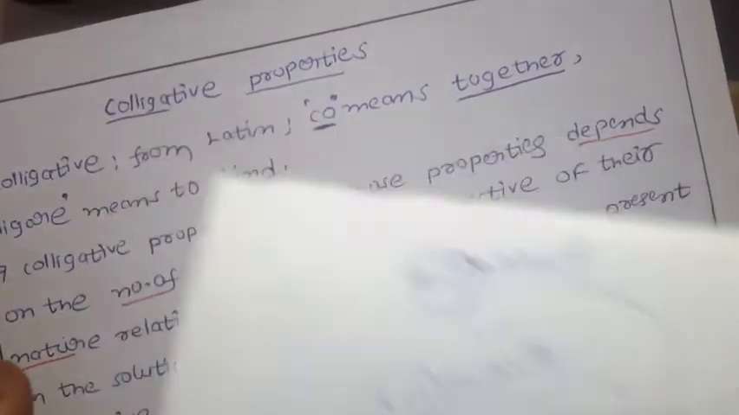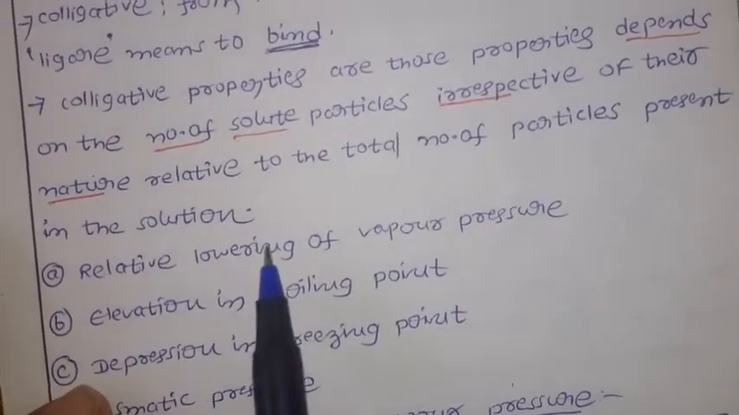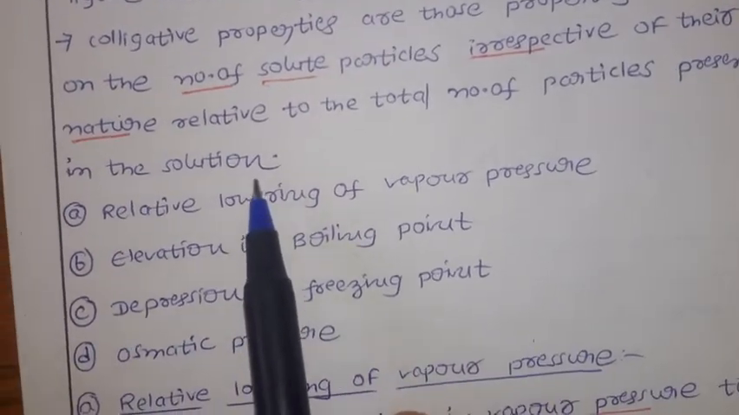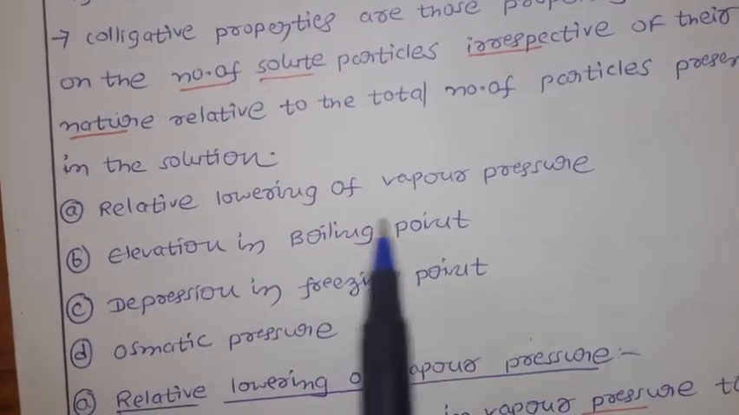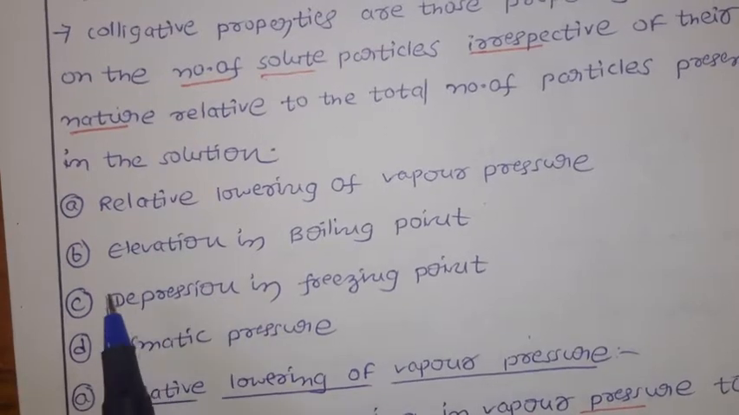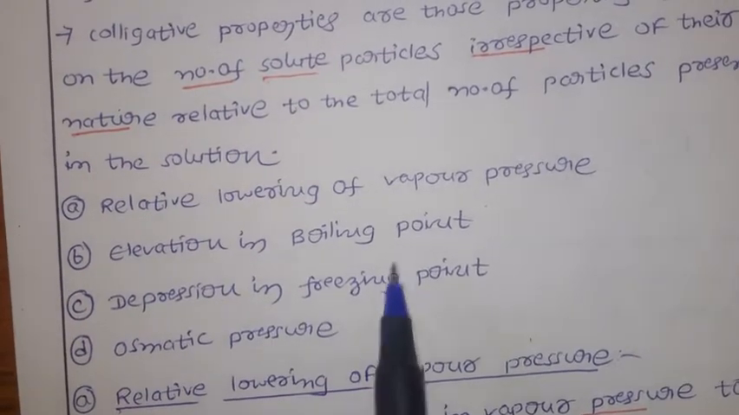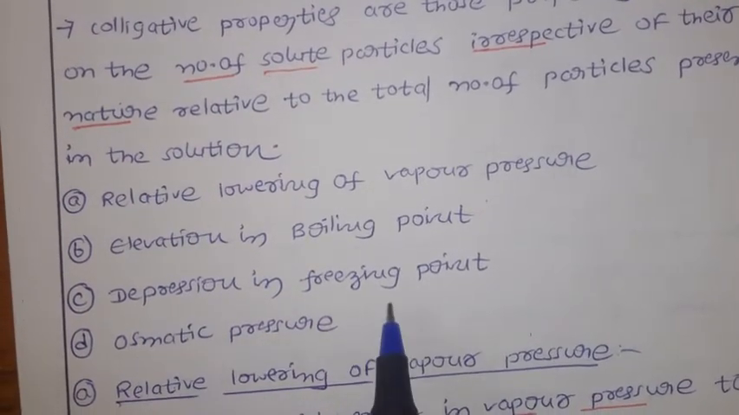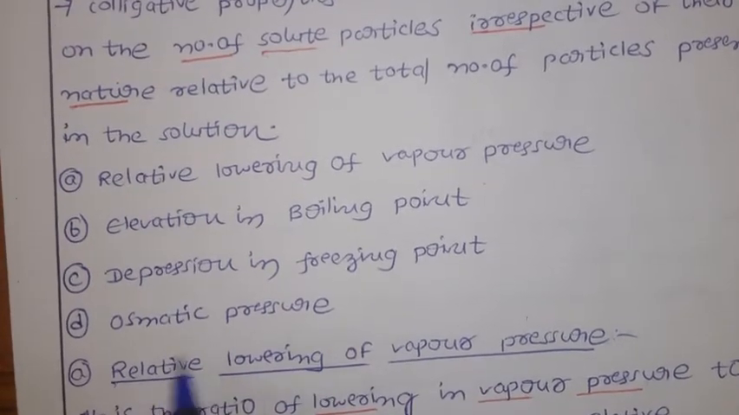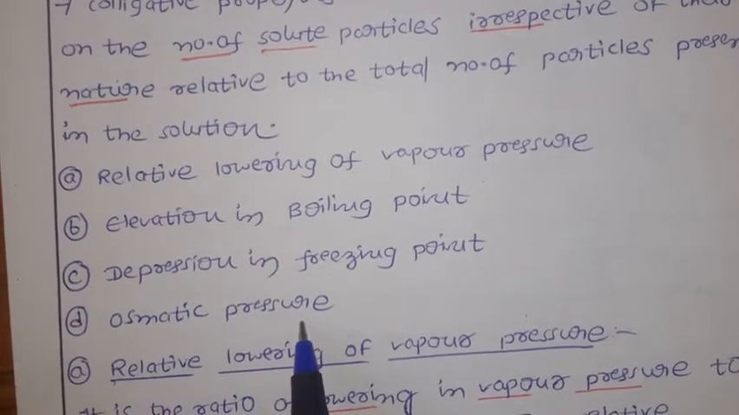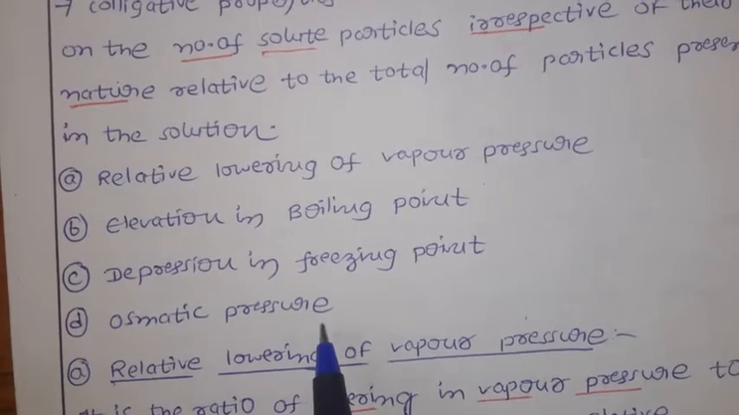Let us see here. There are four colligative properties. First, we have relative lowering of vapor pressure. Second, we have elevation in boiling point. Third is depression in freezing point. Last, we have osmotic pressure. Now let us discuss all the colligative properties one by one.